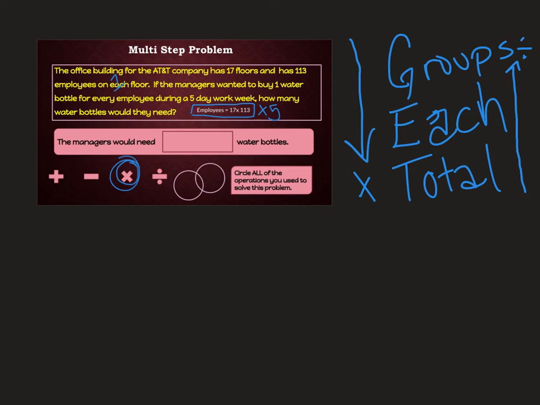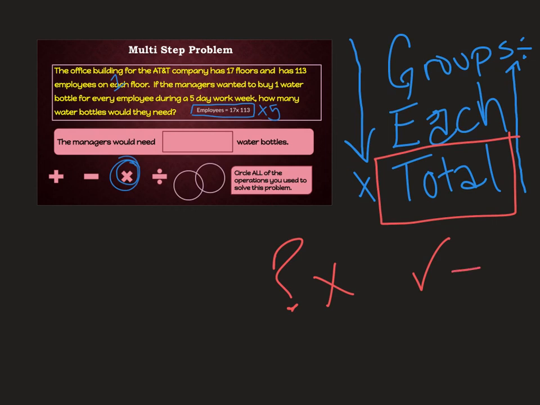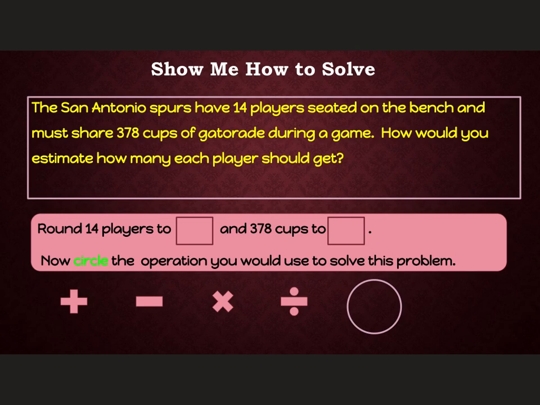But the way I like to do this is I just focus on the total. That's where I put my money in the bank right here. Okay? And the way I look at it is, if I don't have the total, then I'm going to be multiplying. If I do have the total, then that means I'm going to be dividing, because I'm taking that total and looking for the groups or the each. And if I don't have the total, that means I'm going to be multiplying. Okay? So that's a strategy I use to figure out which operation I will be using for a word problem.